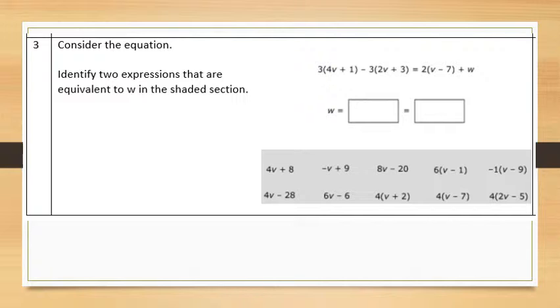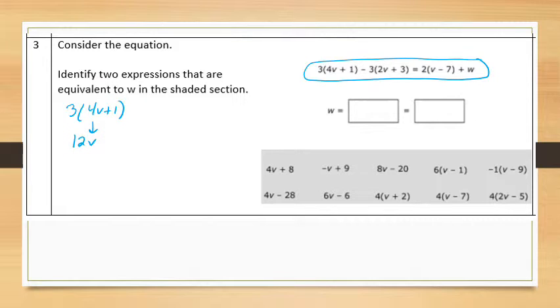Consider the equation. So this is my whole equation over here. Identify two expressions that are equivalent to w in the shaded section. Well, one way to help me start making some sense of this would be to do some distributing. And so, for example, I can see that 3 times 4v plus 1 is equivalent to 12v, right? Because 3 times 4v is 12v, plus 3, minus, over here I have 3 times 2v plus 3.